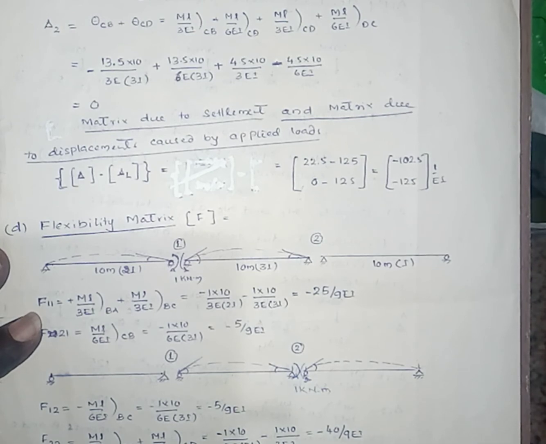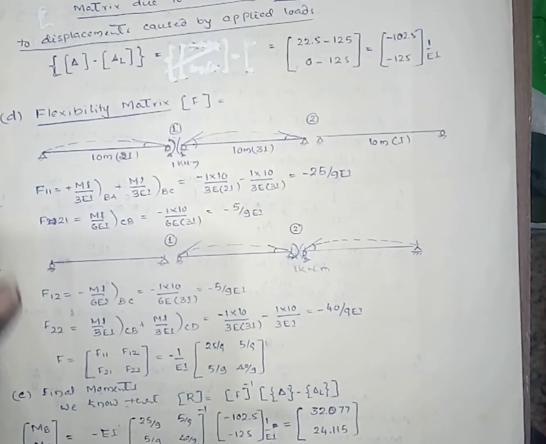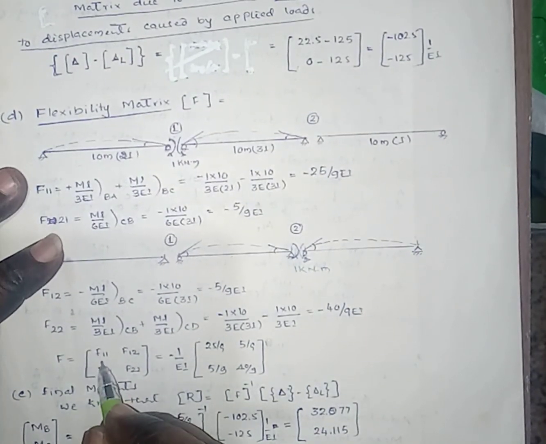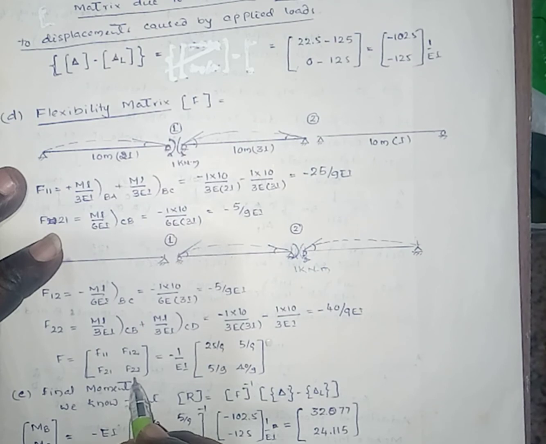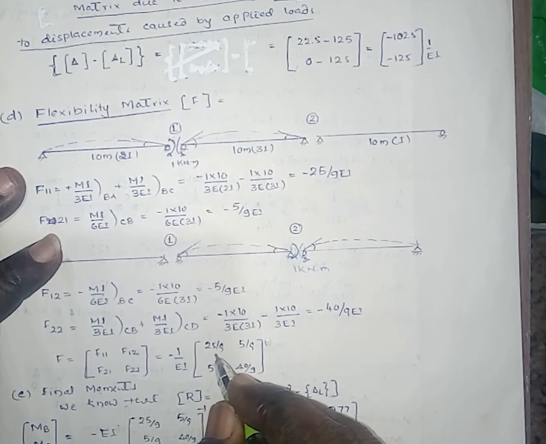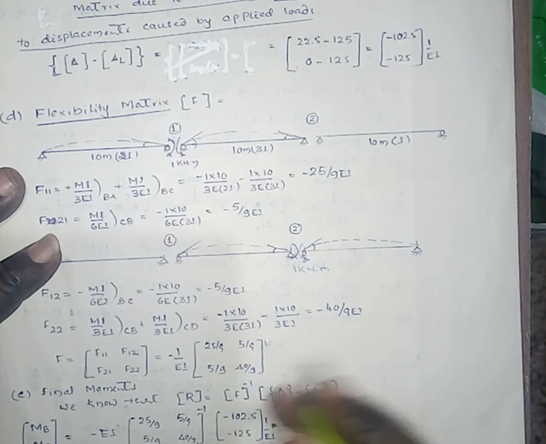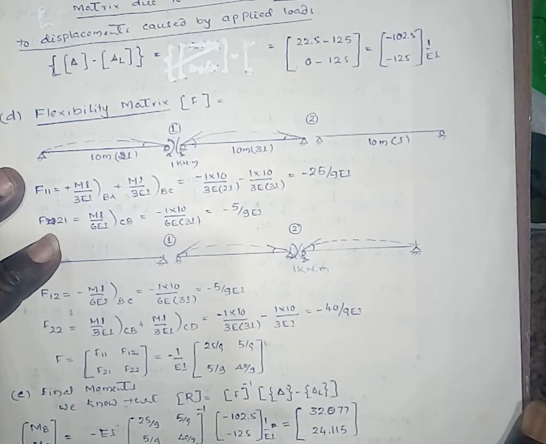Now after getting the flexibility elements, we are able to write the flexibility matrix, that is the elements are F11, F12, F21, F22. Then minus 1 over EI is common, remove it outside. Then the elements are 25 by 9, 5 by 9, 5 by 9 and 40 by 9.